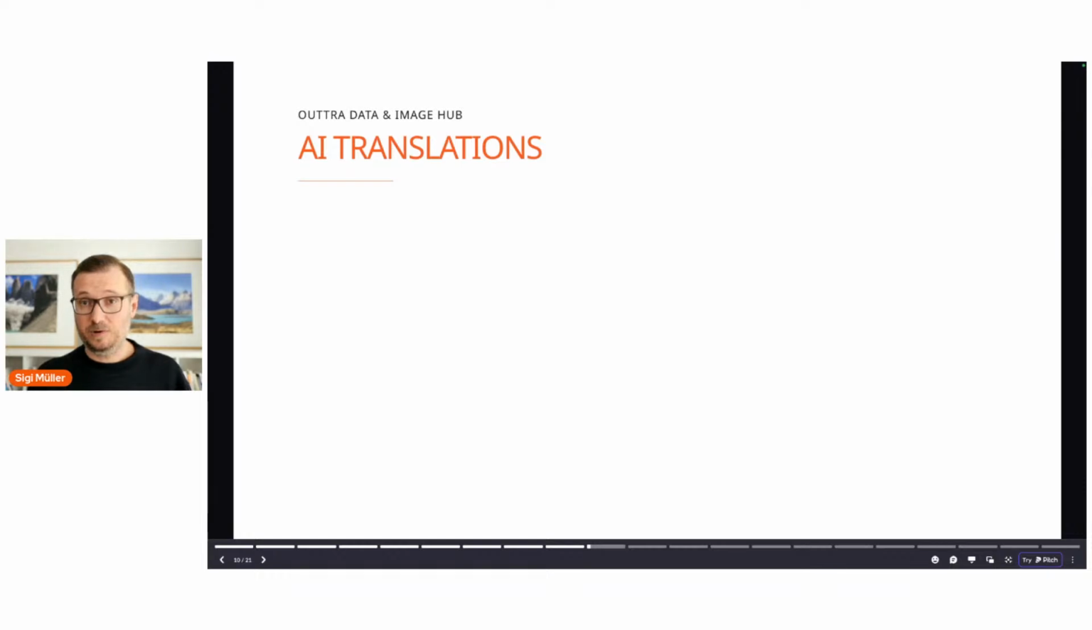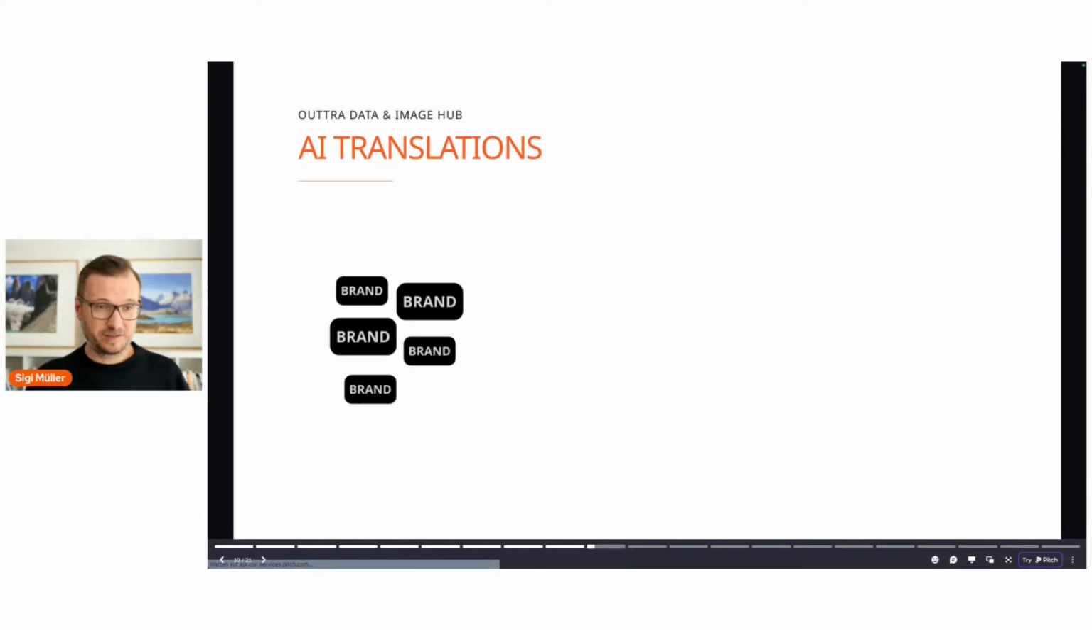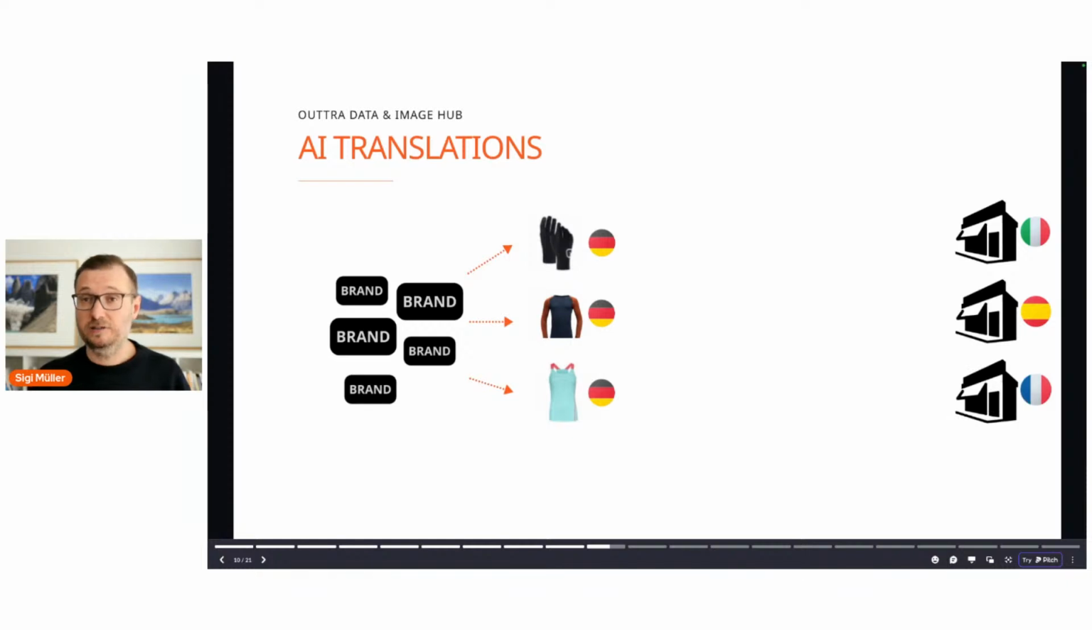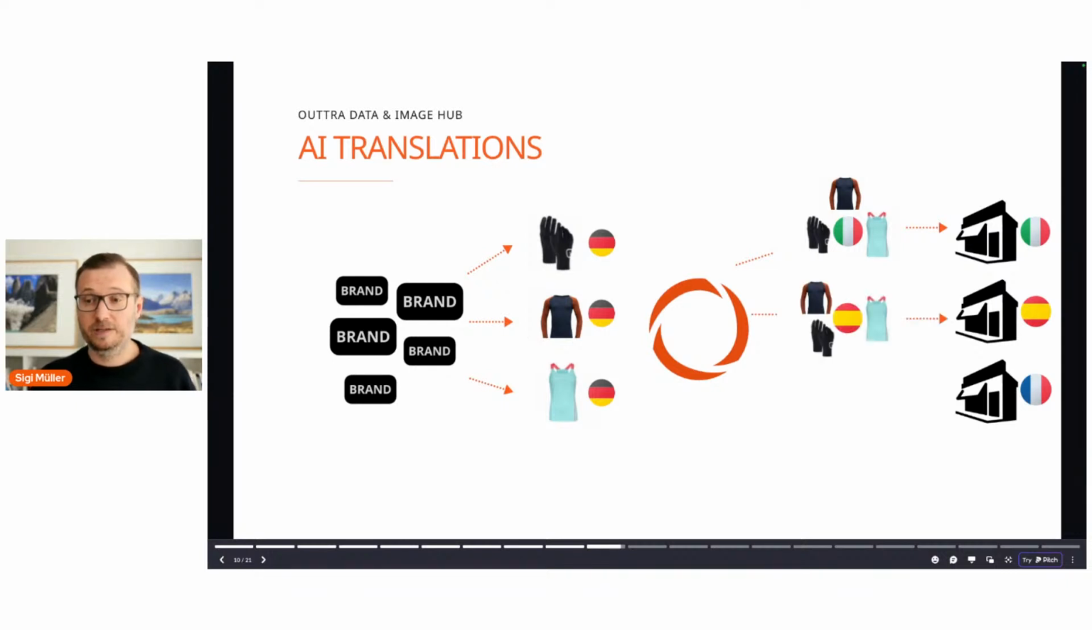We did some more things there. For example, AI translations. We have right now the possibility for brands, for example, which deliver us the product data and product descriptions in German, but they have Italian, Spanish, and French retailers. We can do automatic translations to Italian for the Italian retailers, to Spanish for the Spanish retailers, and to French to the French retailers. And that's done automatically.